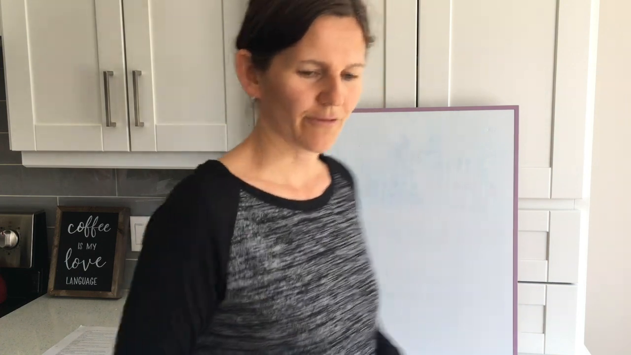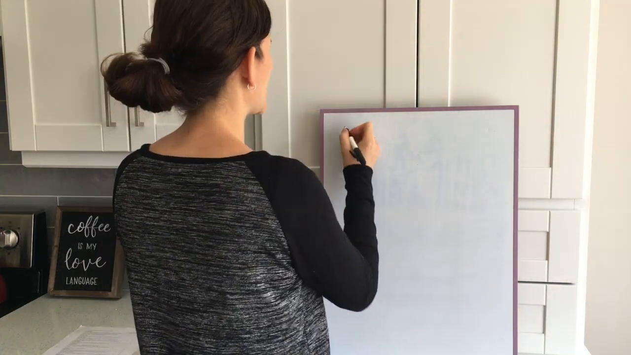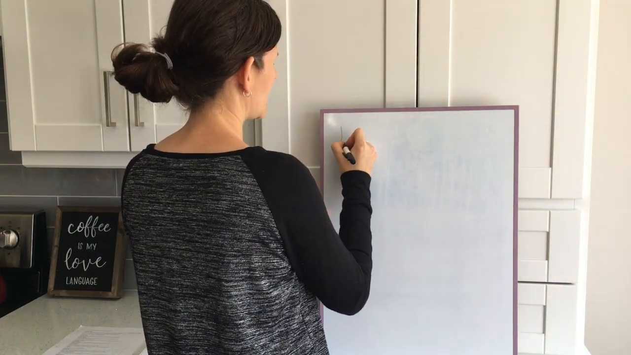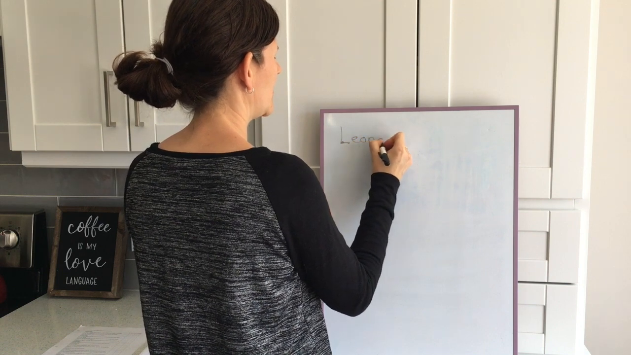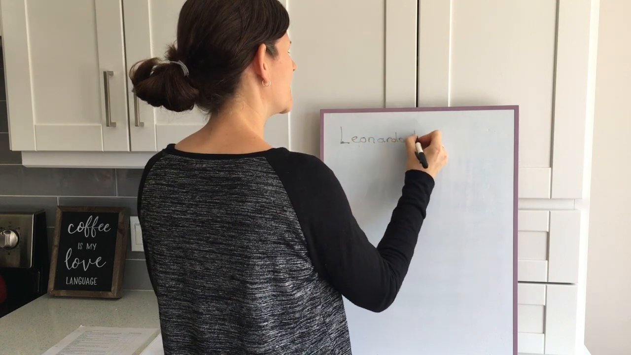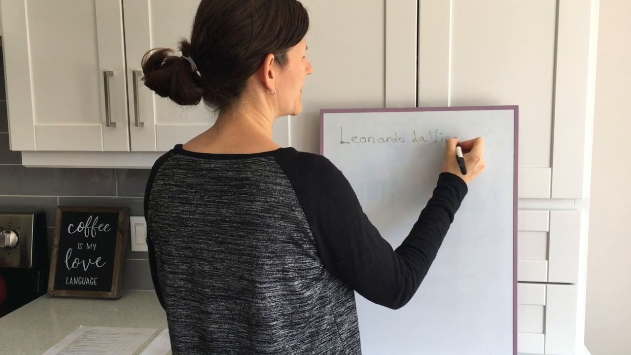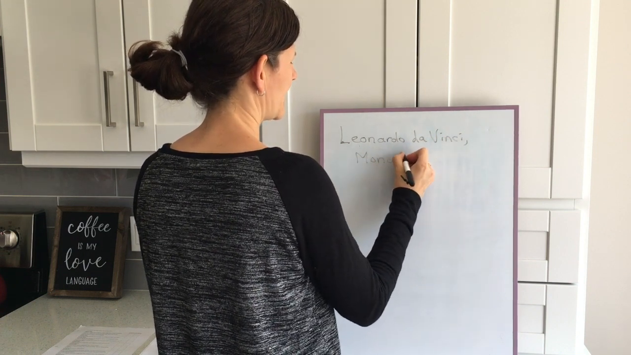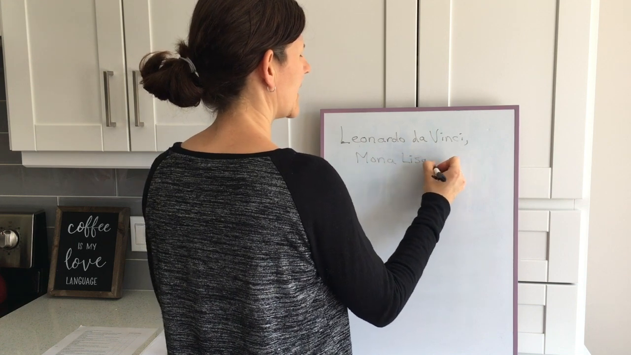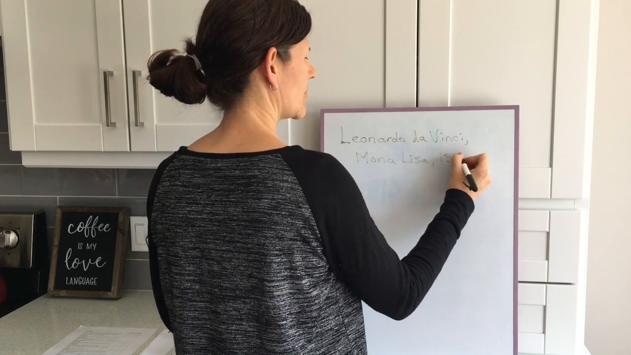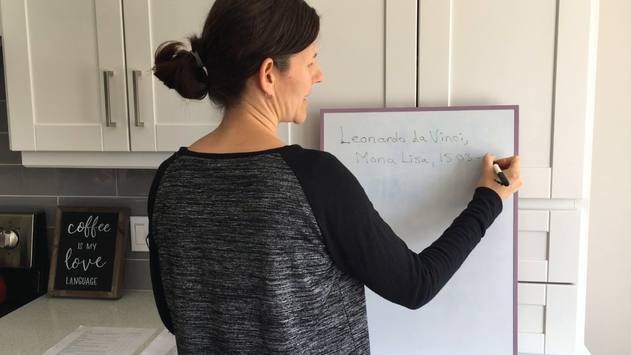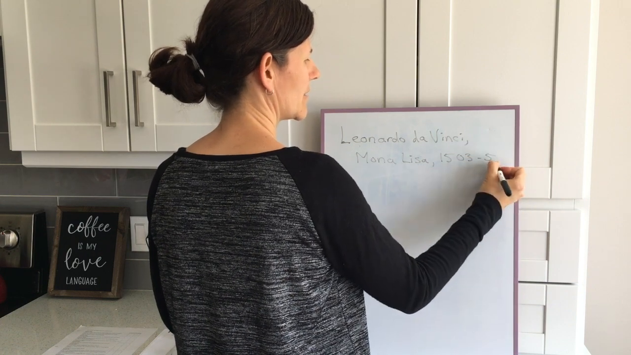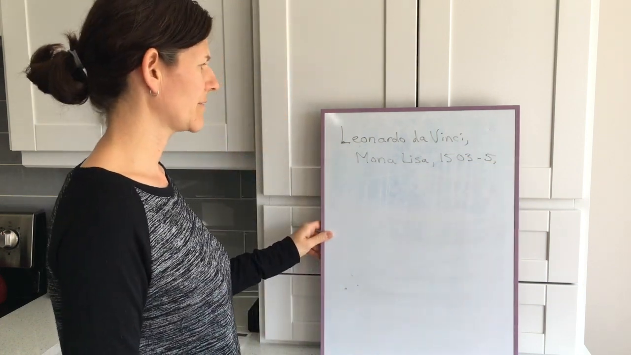But let's take down our information about that. So we have painted by Leonardo da Vinci. It's called Mona Lisa. And it was painted from 1503 to 5. So it took him a good 3 years to finish it.